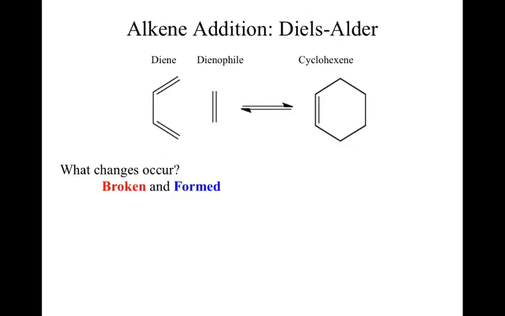So our molecule with two alkenes is referred to as the diene, because it has two double bonds. We also have the dienophile, meaning the molecule that likes dienes. Okay, so those are the names that we'll reference within this.